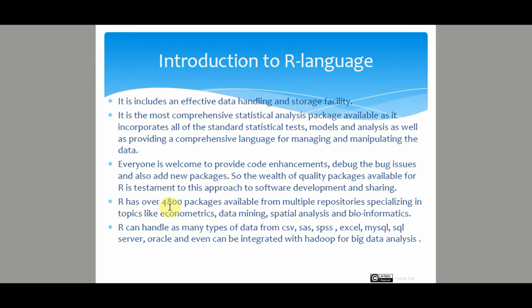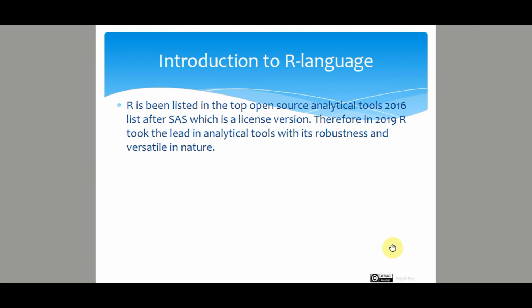R has over 4,800 packages available from multiple repositories specializing in topics like econometrics, data mining, spatial analysis, and bioinformatics. R can also handle many types of data, from CSV, SAS, SPSS, Excel, MySQL, and so on. It can even be integrated with Hadoop for big data analysis. R was also listed in the top open source analytical tools in 2016 after SAS, which is a licensed version. Then, in 2019, R took the lead in analytical tools with its robustness and versatile nature.